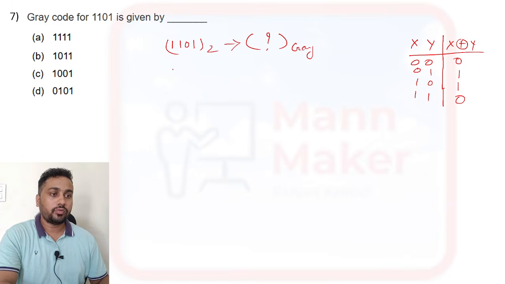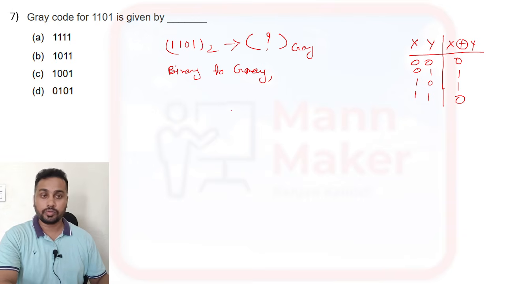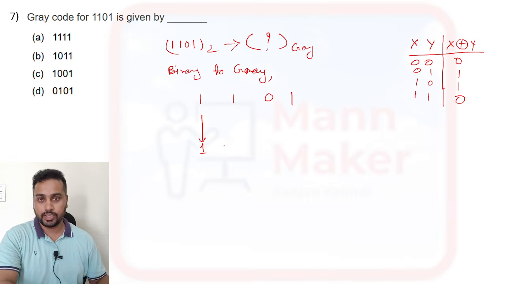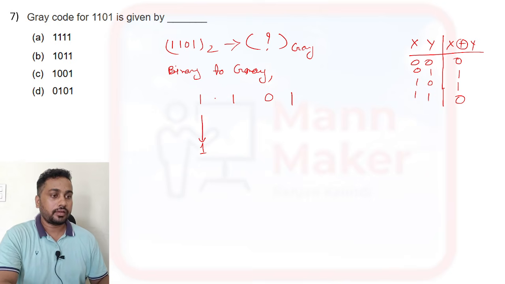All right. Now, how are you going to convert binary to gray? We have the binary number 1101, and we need to convert this into gray. The first bit we call the MSB, the most significant bit, and you need to write it as it is. It is 1, so 1 only. Now here you need to apply the XOR operation between these two. So 1 XOR 1.